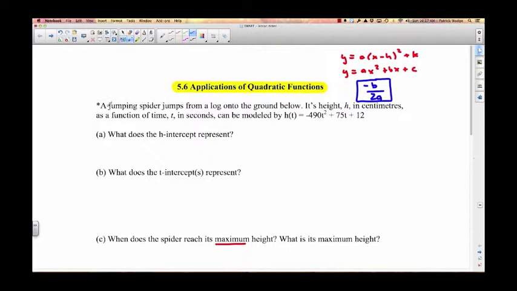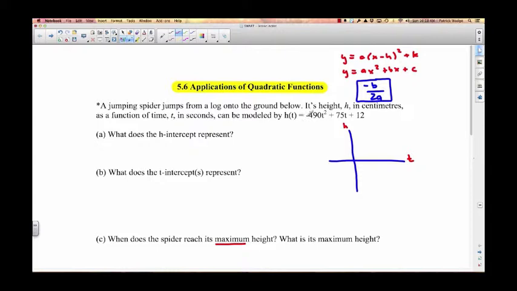Okay, so the first question. A jumping spider, ooh, scary, jumps from a log onto the ground below. Its height in centimeters as a function of time in seconds can be modeled by this equation right here. Okay, and we want to know, what does the h-intercept represent? So first of all, h-intercept and t-intercept is kind of weird, right? Usually we have x and y. So that's okay. Instead of seeing y equals, we have h equals. So we have an h-axis here, and instead of having x's, we have t's, so this is our t-axis there.